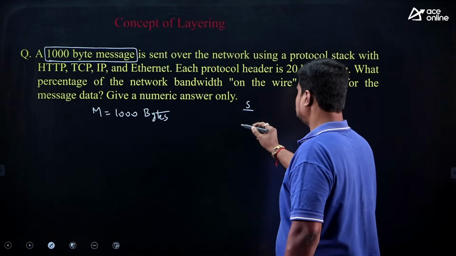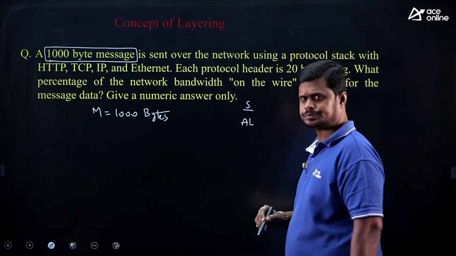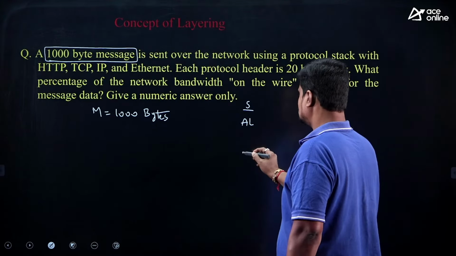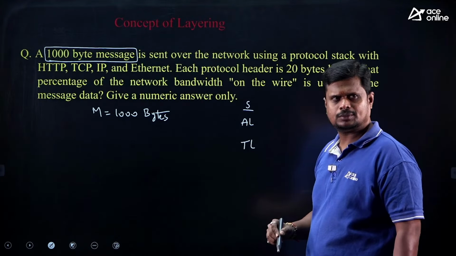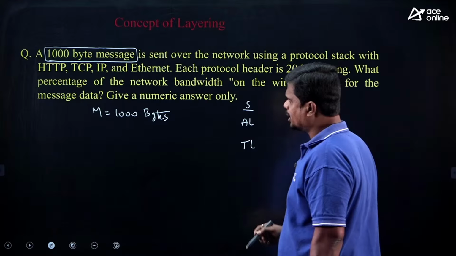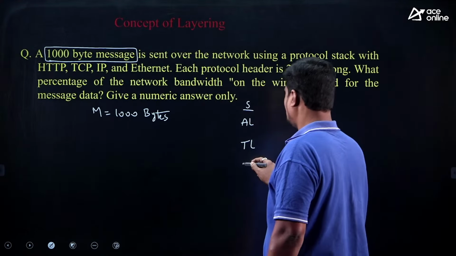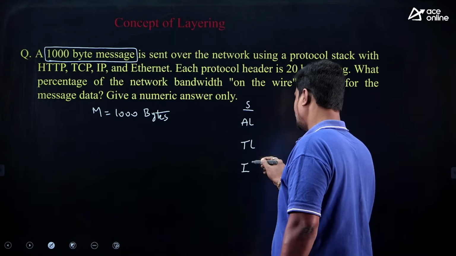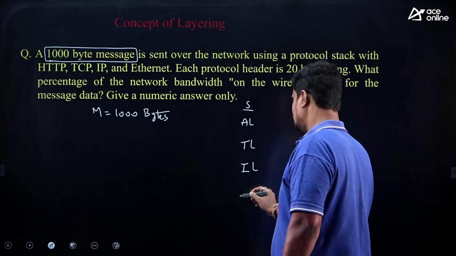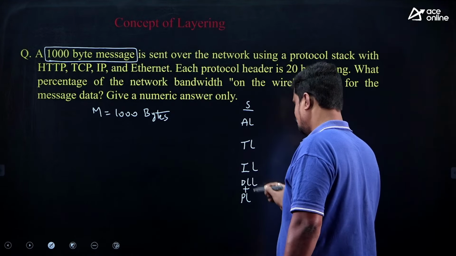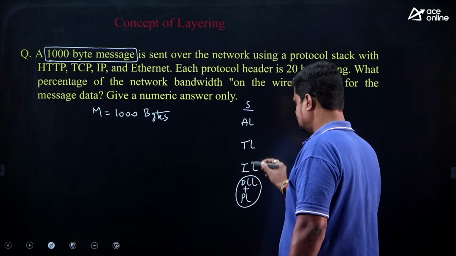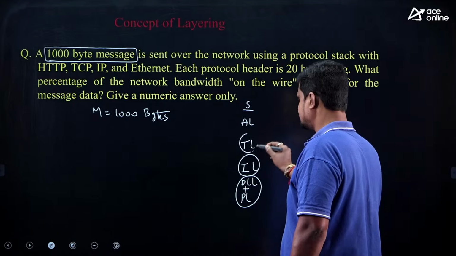At the sender system, you have the application layer, you have the transport layer. If I speak about the TCP/IP reference model, then I have the internet layer, and after that the physical layer plus data link layer combination, which is your host to network layer. So like this you have 4 layers here, right?